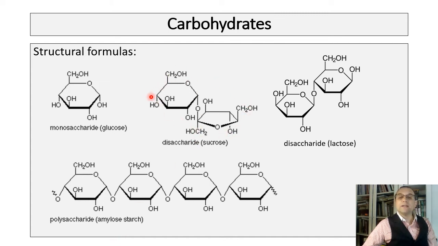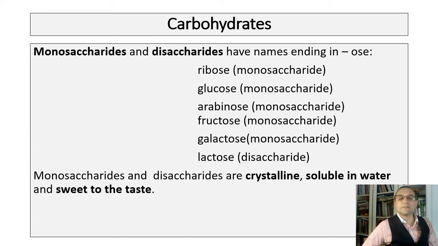Here it is, table sugar, a disaccharide. Indeed, it's made of two monosaccharides, two simple sugars together. Another example is lactose. Lactose is also a disaccharide, as you can see, made of two sugars. And then we have polysaccharides, biopolymers, right? Made of many simple sugars linked together. Monosaccharides and disaccharides are crystalline, soluble in water, and sweet to taste. Monosaccharides and disaccharides have names ending in -ose: ribose, glucose, arabinose, fructose, galactose, lactose.